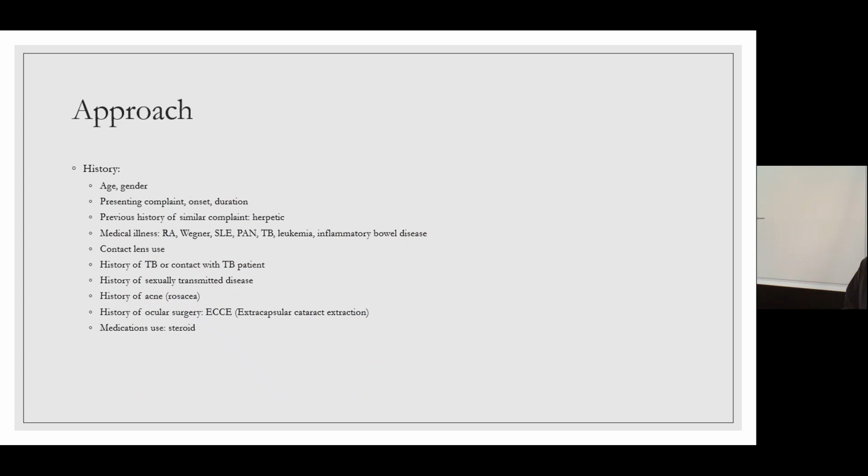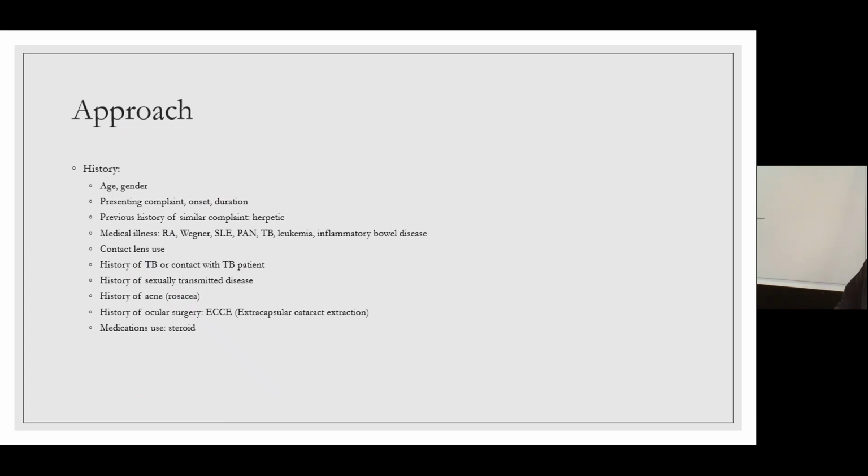So the approach to PUK in the history: age and gender might help guide you to which systemic disease this patient is having. Presenting complaint, onset, and duration. Usually the complaint is for a long period of time, it's not acute. In regards to medical illness, for any of the etiologies we just mentioned, you should check in the history if the patient is already diagnosed with such diseases.